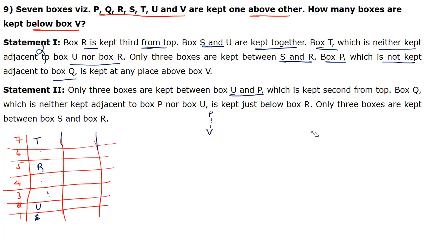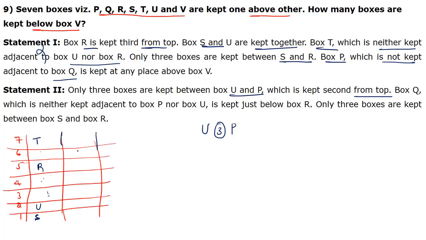Let me rub all these things so that it should not look messy, right? So see here friends, only three boxes are kept between U and P. Between U and P, there is a gap of only three boxes. P is kept second from the top. So it is said that P is kept second from the top.